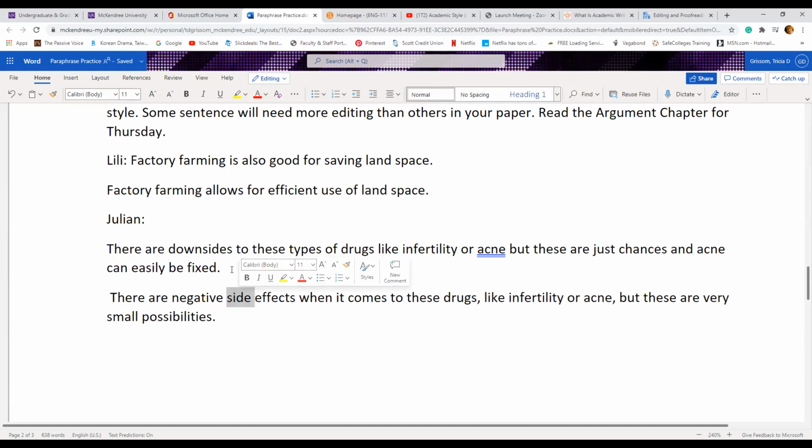But I would call them, instead of downsides, downsides would still work. I just think side effects is a little bit more specific. You want to be precise. Good.